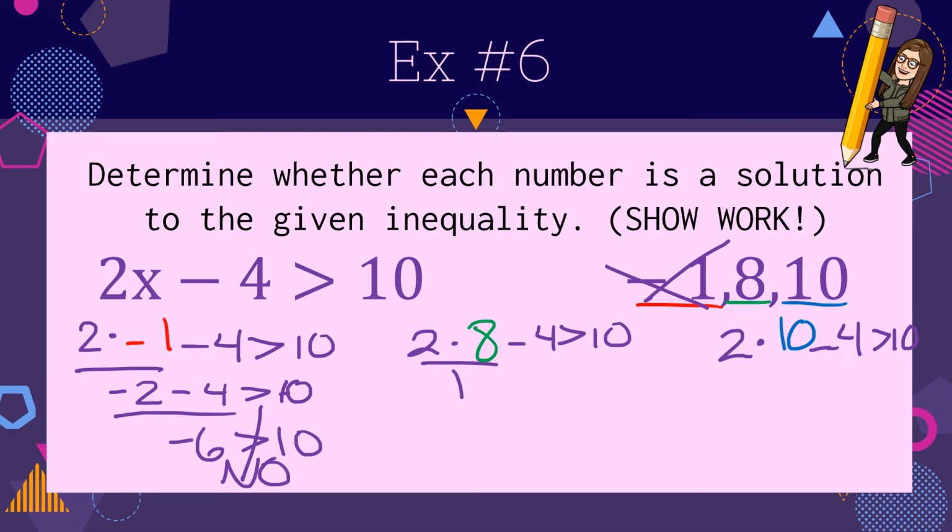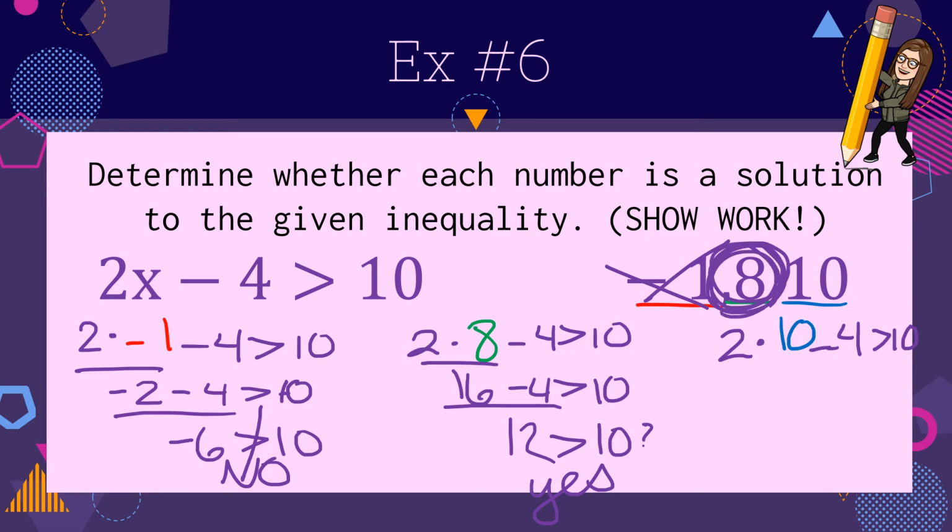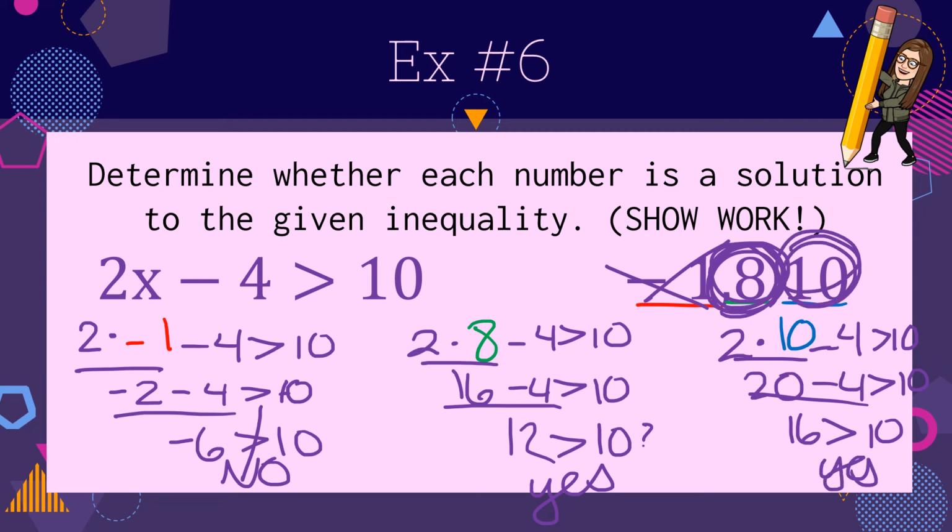Let's try 8. 2 times 8 is 16. Remember, we're using PEMDAS. 16 minus 4 is 12. Is 12 greater than 10? Yes. So that means 8 is good. We want to keep it. We want to say yes or true. Let's try one more. 2 times 10 is 20. 20 minus 4 is 16. Is 16 greater than 10? Yes, true. That's good. 10 is a solution. We want to keep it.